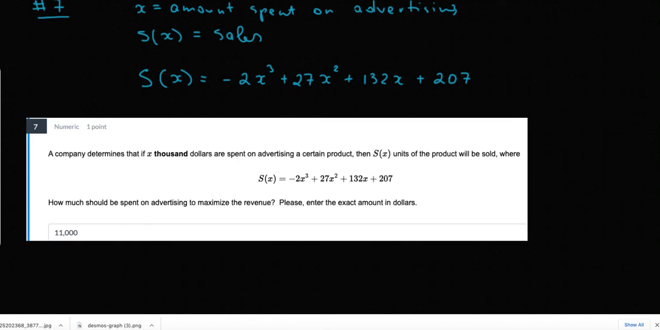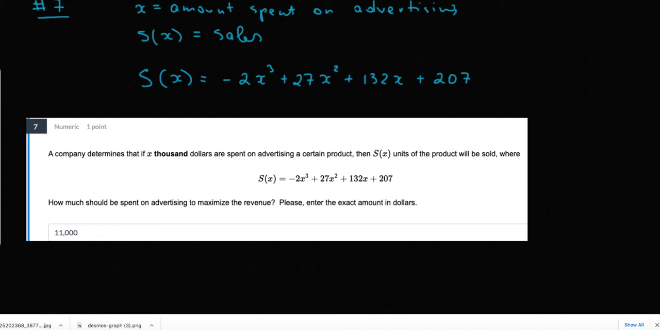In problem number 7, we're given a function s of x which describes the number of sales, the number of units of the product that will be sold if x $1,000 are spent on advertising. So this function tells us how advertising helps the sales.